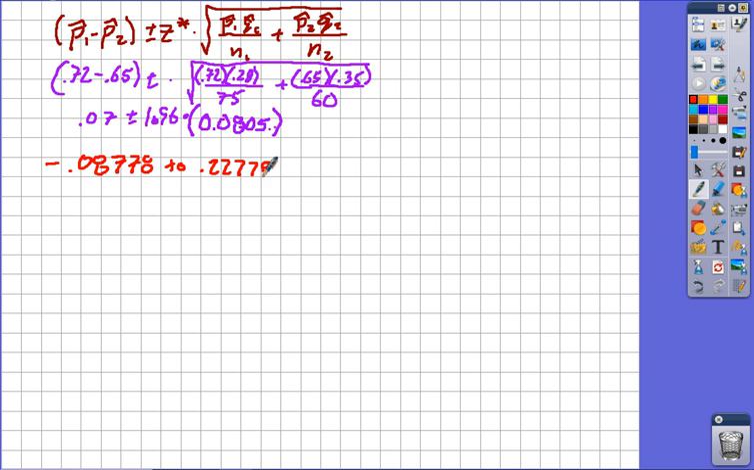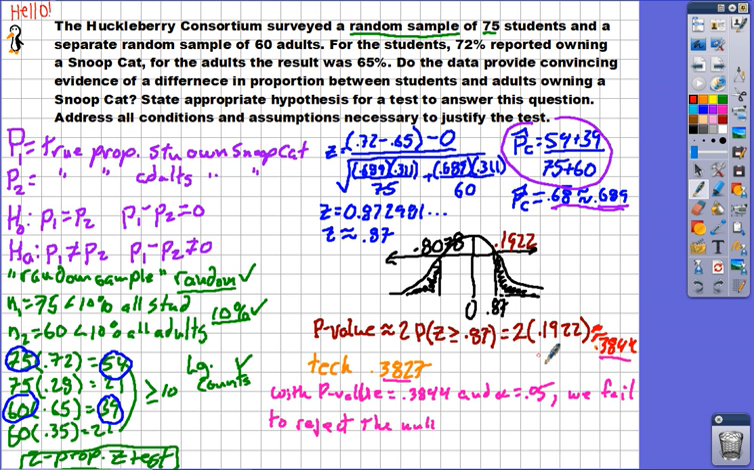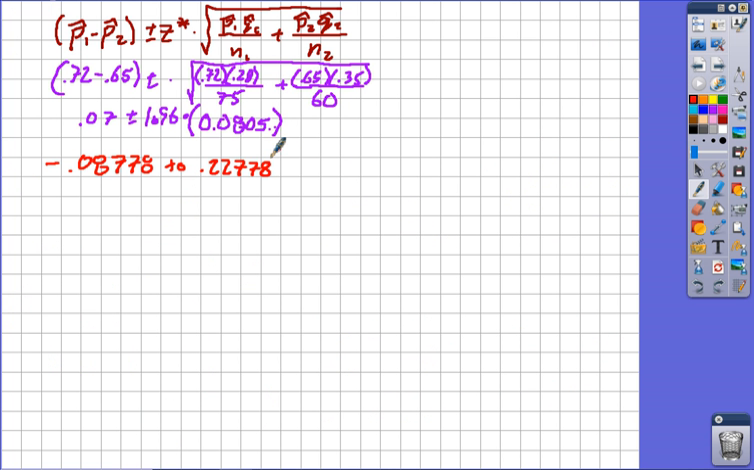So there's our confidence interval. We are 95% confident that the true difference in proportions between students and adults that own Snoop cats is between negative 8.8% and 22.8%. And is that consistent with what we got back here? Remember, back here, we failed to reject. We didn't find sufficient evidence that there was a difference, that it was different from 0. Well, 0 is within this confidence interval. So because 0 is within that confidence interval, yes, it is consistent with that result.